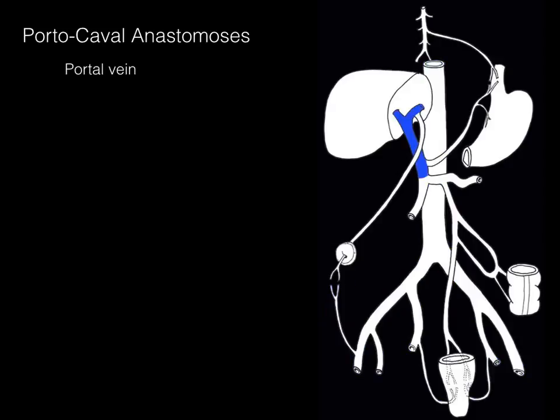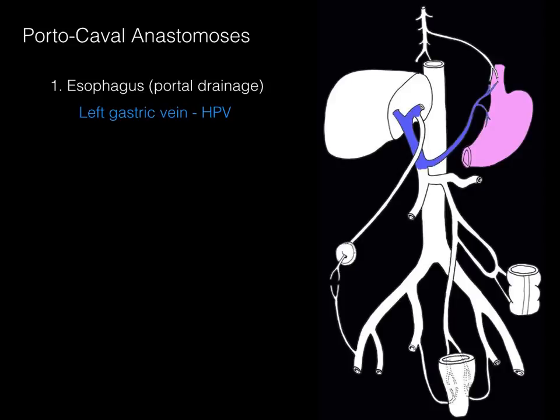Now that we have this orientation, and we know that there's the portal vein draining into the liver, let's take each of these three portocaval anastomoses and talk about them. First, the esophagus. So the distal esophagus drains both portally and cavally. Let's talk about the portal drainage first. There's the distal esophagus, and the left gastric vein drains blood from the distal esophagus, and the left gastric vein goes to the hepatic portal vein, which then drains into the liver, goes through the sinusoids, hepatic veins, inferior vena cava, back to the heart.